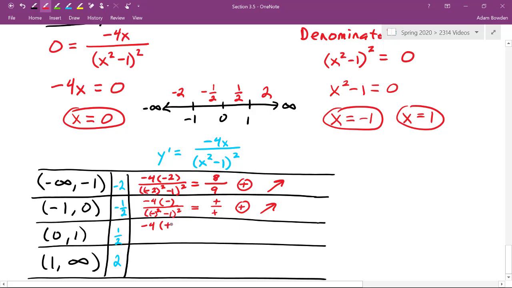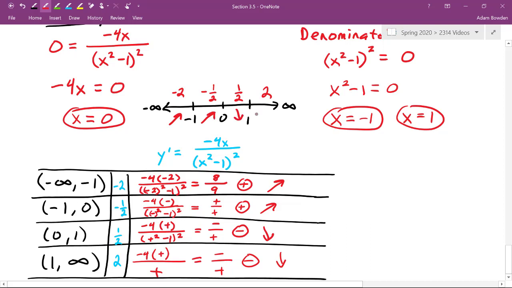For positive 1/2, now we're plugging in a positive number. Positive squared minus 1 all squared. Basically, since the denominator is squared, denominator should always turn out to be positive. But here on top we'll get a negative number, so this will turn into a negative, decreasing. If we plug in 2, it's positive underneath but a negative on top, so it's going to be negative, decreasing. Okay, so now we know increasing, increasing, decreasing, decreasing.